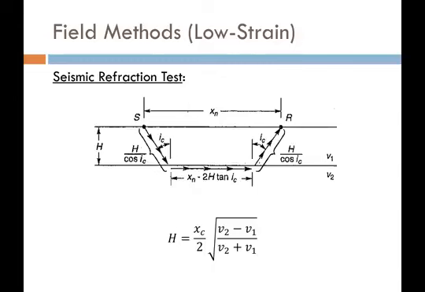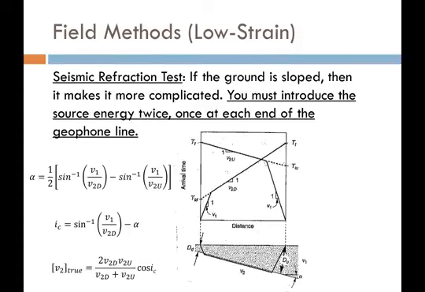And that equation is going to be given right here, where we have all the values, where v sub 2 is equal to the propagation velocity in the lower layer, and v sub 1 is the propagation velocity in the upper layer. So then, if the ground is sloped, which it commonly is, it's going to make things a little bit more complicated. And so usually we have to assume that the ground is sloped.